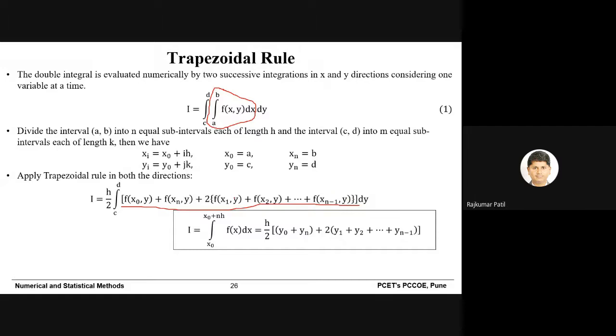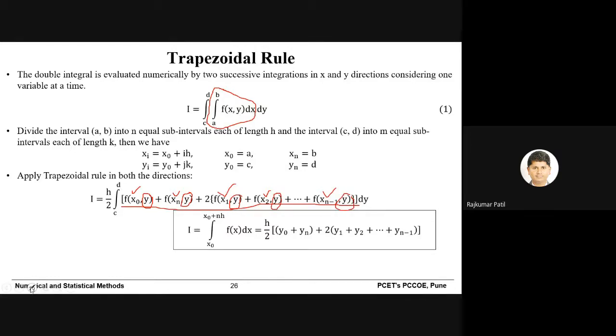And as I mentioned, when we take the first integration by using one variable, you need to keep the second variable constant. For example, here you can see x0 first term, xn last term, and x1, x2, up to xn minus 1, these are the remaining terms. But at the same time, we are keeping the value of y constant. So everywhere you will see y only, because we are keeping that as a constant.